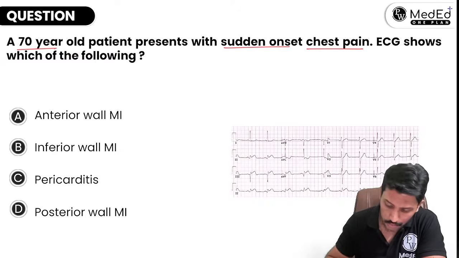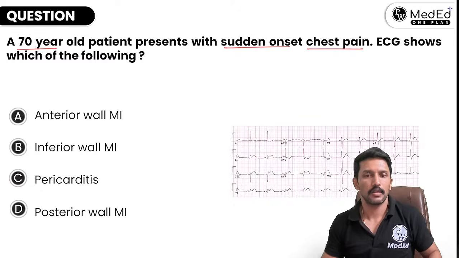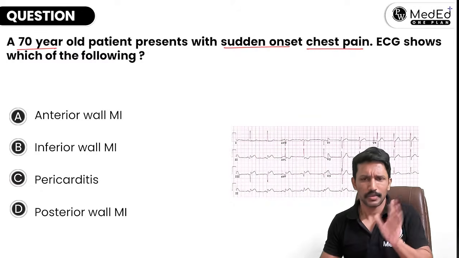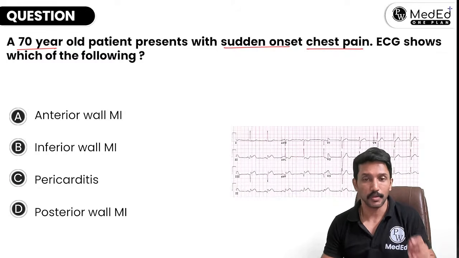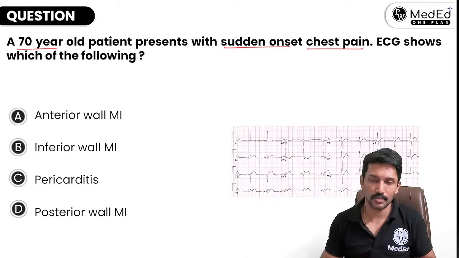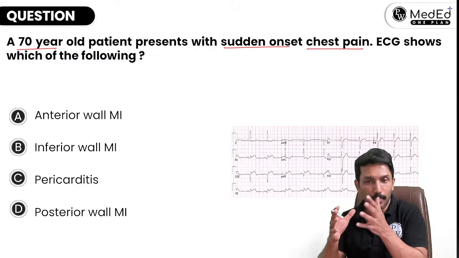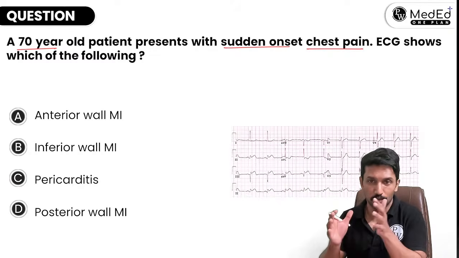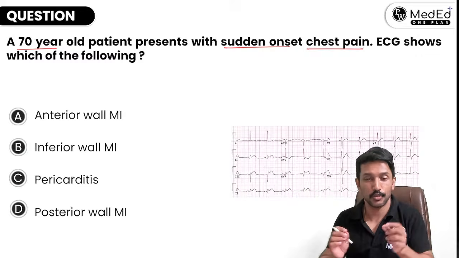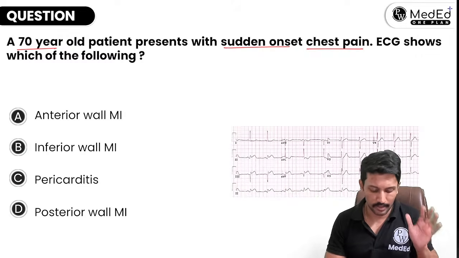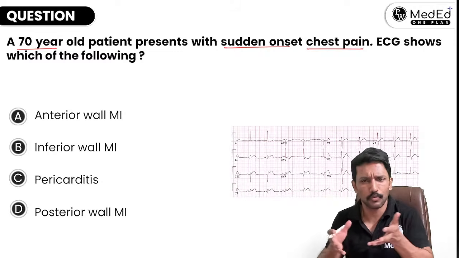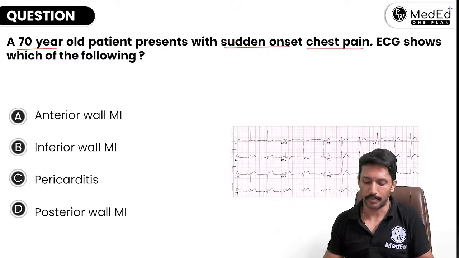ECG shows which of the following diagnosis? Okay, the first thing I should see whenever I see an ECG based image is the options. Options tell me whether I should see arrhythmias in this ECG, whether I should see bundle branch blocks, or whether I should see MI, or whether I should see AV blocks. So when I see the options, it is very clear that the options are about MI. So I have to just look at the ST segment.